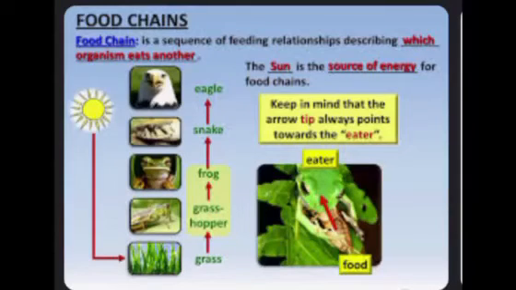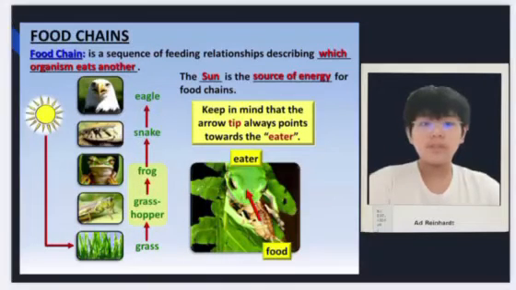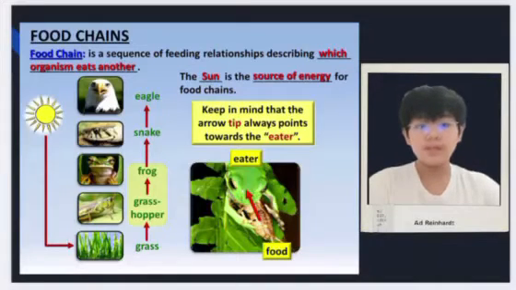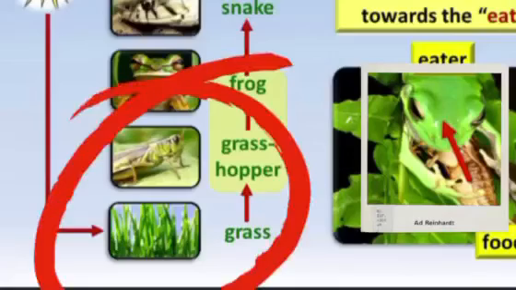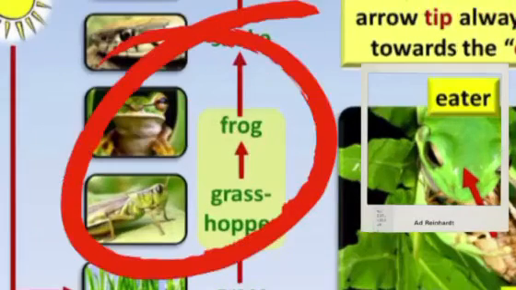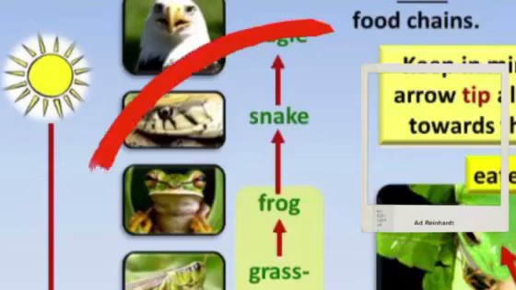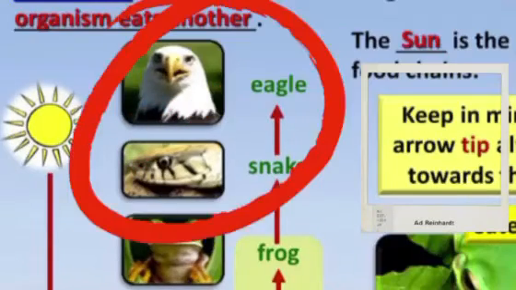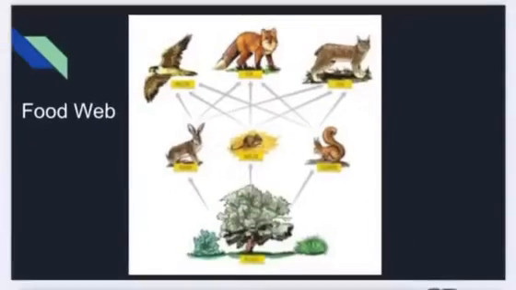Here is an explanation of the food chain for you to understand better. The food chain is a sequence of feeding relationships describing which organism eats the other. The sun is the source of energy for the food chains. Keep in mind that the arrow tip is always pointing towards the eater. The grasshopper eats the grass, the frog eats the grasshopper, the snake eats the frog, and the eagle eats the snake. Next up, we have the food web.